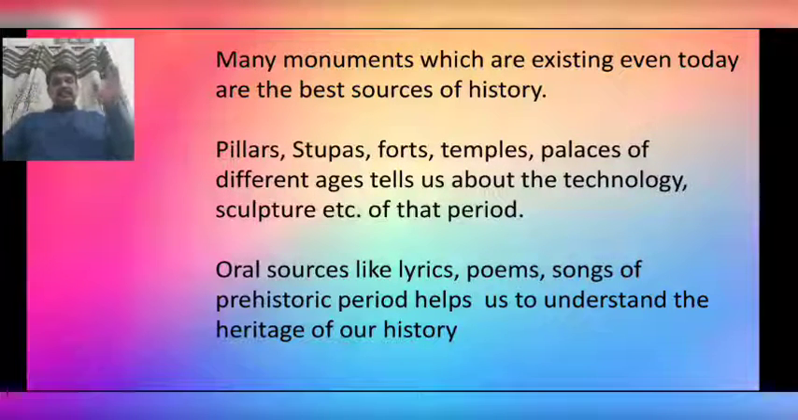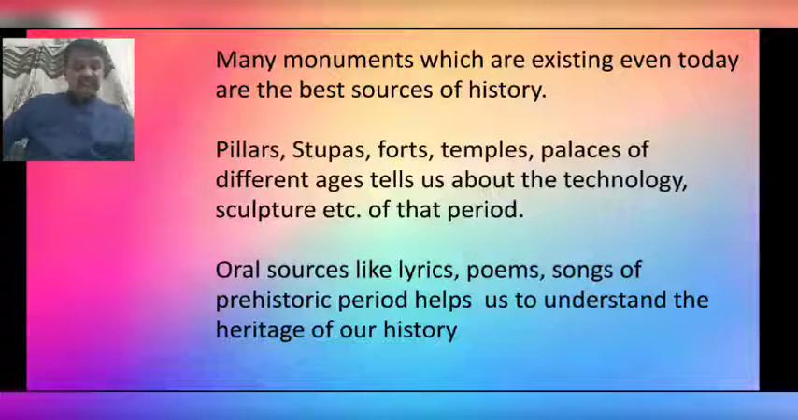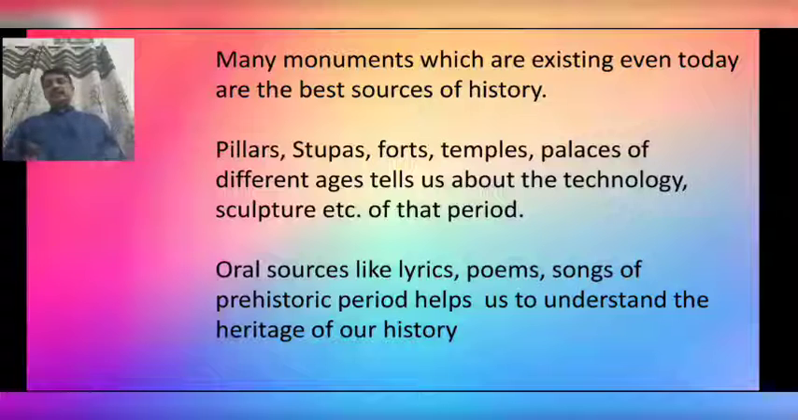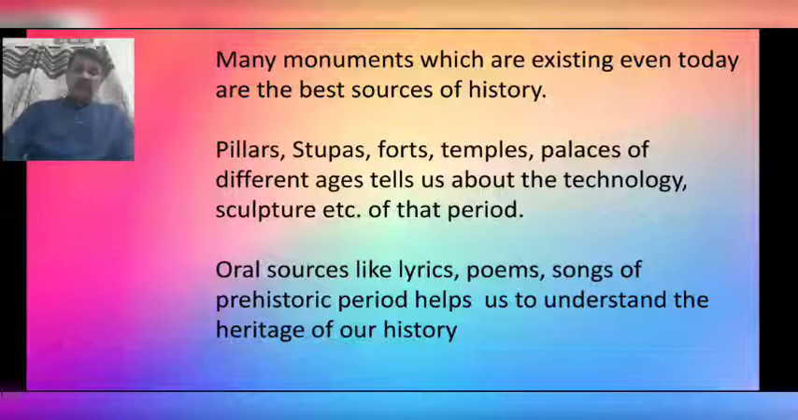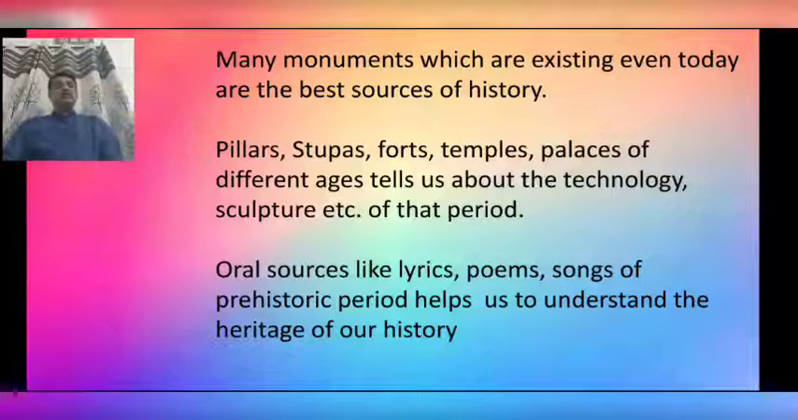Like this, the remains found at excavation tell many things that were lost over a period of time. So, this is about the sources.